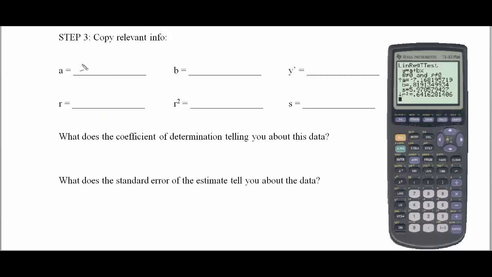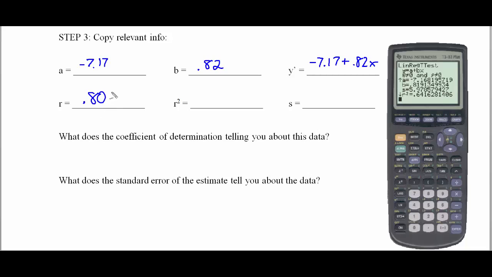My A, or my start, is negative 7.17. Now we're going to translate this to y prime, and it's going to sound a little weird, but it'll make more sense when we get it written down. The B is 0.82. I'm rounding to 2 decimals here. My y prime line is negative 7.17 plus 0.82x. This is my line of best fit. My R value, or the correlation coefficient, is 0.80. So this is a pretty strong correlation right here.